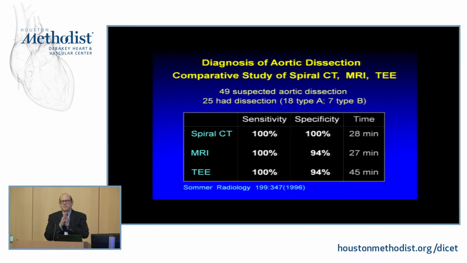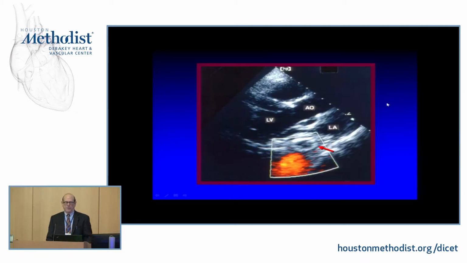This is a very small study, only 50 patients, but it's the only study that I know of that compared all three of the modalities that I've just mentioned in the same group of patients. So all patients had all three. And this is older. This is not multi-detector CT scan. It's old-fashioned helical or spiral CT scan, but all of them were highly accurate in these nearly 50 patients. About half did have, half did not have dissection. So all of them very good.